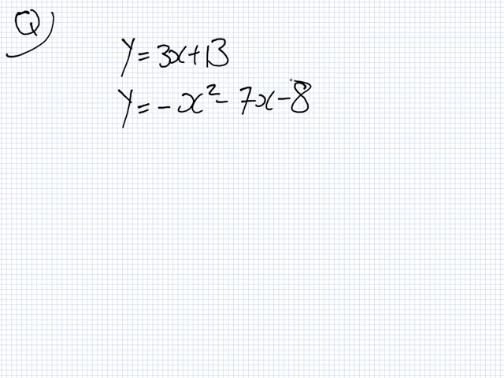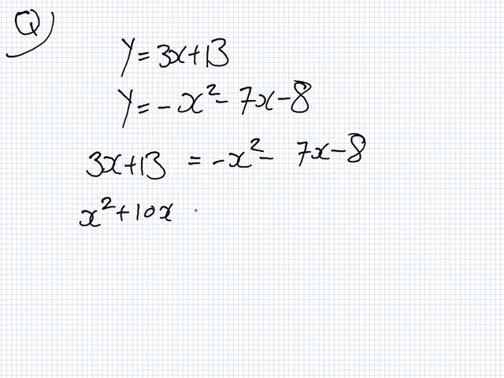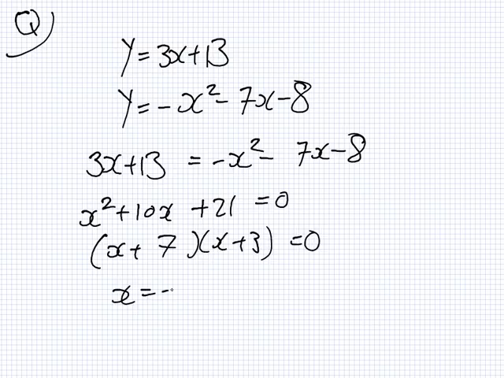Okay, let's have a look at this one. So, we have 3x plus 13 equals minus x squared minus 7x minus 8. So that means x squared plus 10x plus 21 equals 0. Well, that has to be 7 and 3, doesn't it? x plus 7, x plus 3. So that means x equals minus 3 or x equals minus 7. This will be 4. And then minus 21 plus 13. Minus 8.